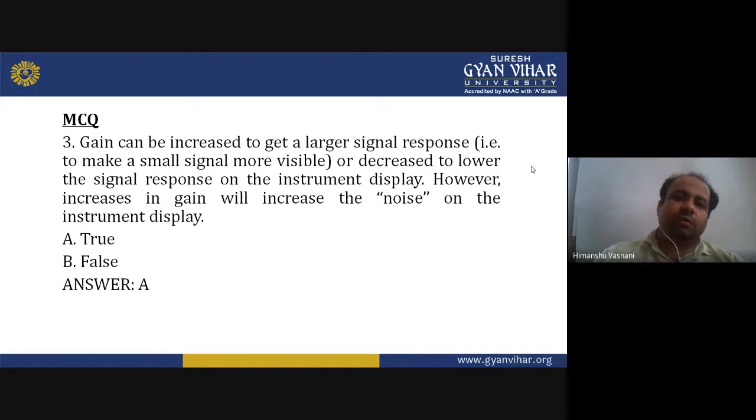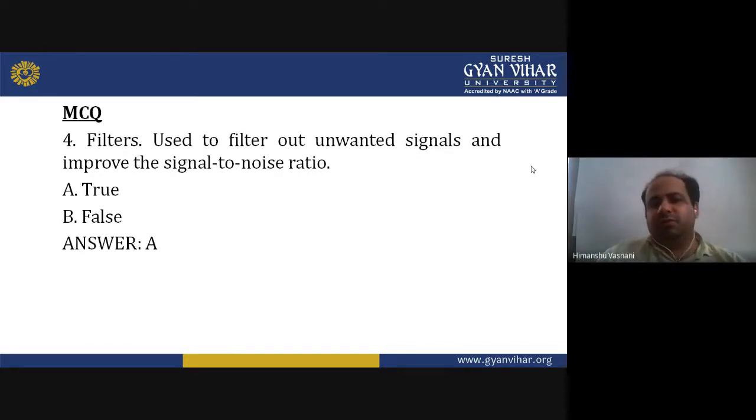Now gain can be increased to get a larger signal response, that is, to make a small signal more visible, or decreased to lower the signal response on the instrument display. However, increased gain will also increase the noise on the instrument display. I think it's true.